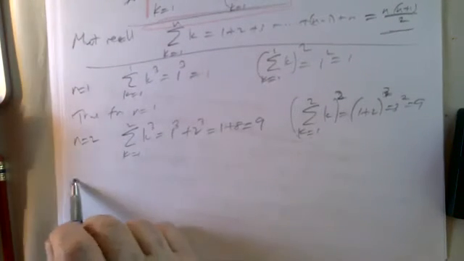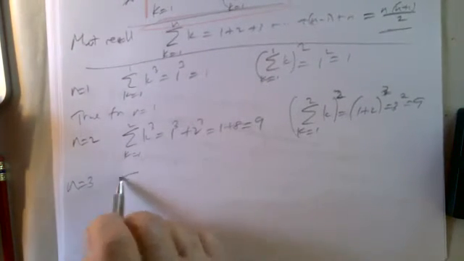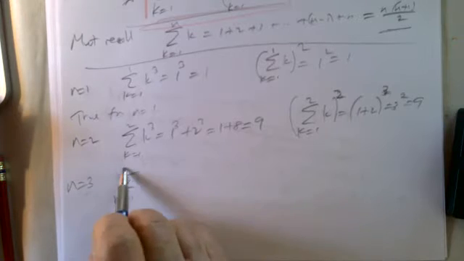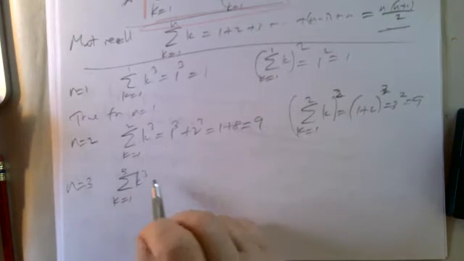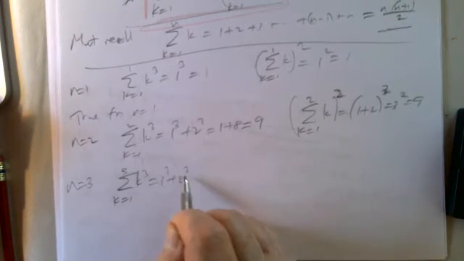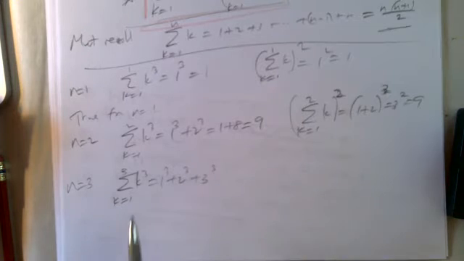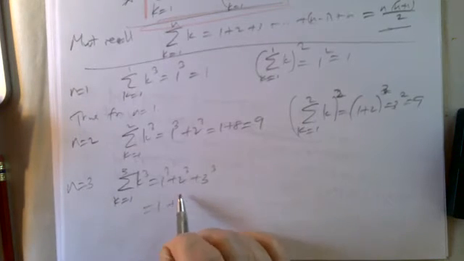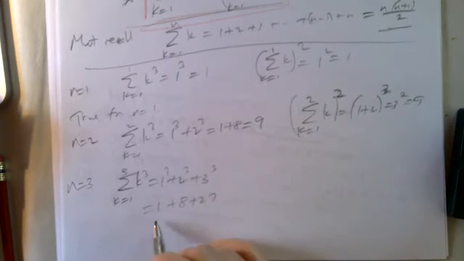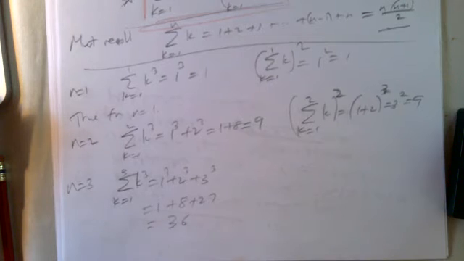Let's do another example just to convince ourselves that this is correct. Suppose we take the sum from 1 to 3 of k cubed. That's 1 cubed plus 2 cubed plus 3 cubed. That's 1 plus 8 plus 27. That's 36.